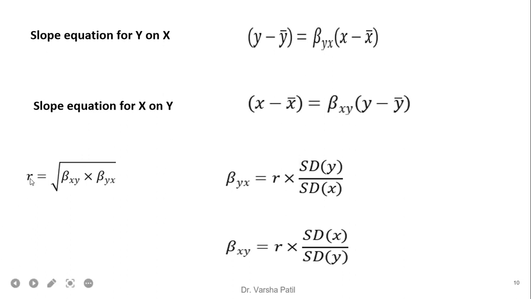Now again, this is the standard equation, that is the correlation coefficient squared is equal to the multiplication of beta xy into beta yx. Now beta yx is equal to r into standard deviation of y divided by standard deviation of x. This is true when y is dependent on x, but when we calculate for bxy, it is r into standard deviation of x divided by standard deviation of y. So these formulas are very important.